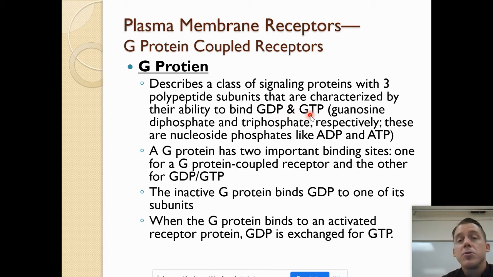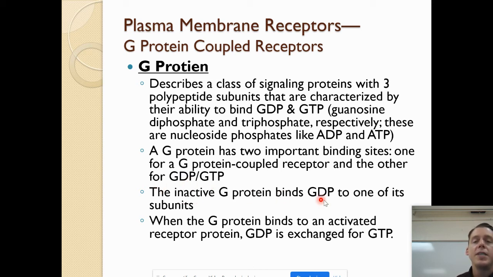You may think those are similar to ADP and ATP, and you would be correct because they are similar to ADP and ATP. These things are going to act in a very, very similar way where they can lose a high energy phosphate and then reattach it. It's just not adenine, it's guanine instead. It works in the same way as ADP and ATP. A G protein has 2 important binding sites, one for the receptor and then one for GDP and GTP, and we'll look at a picture of that in a minute.